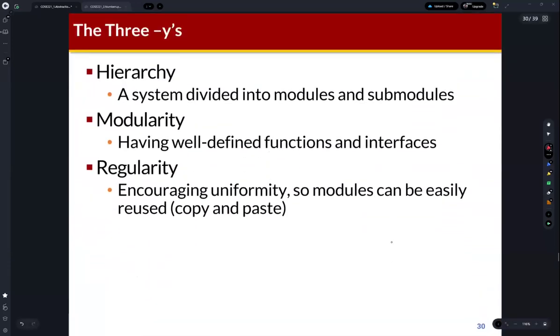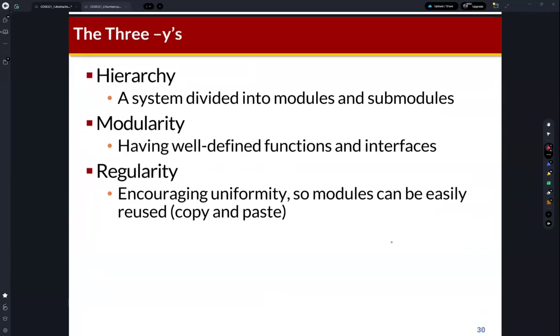So you can see the definition of these three Y's. Okay? Hierarchy means that a system is divided into modules and sub-modules. What does that mean? What is hierarchy? In Korean, it means 계층 구조, right? But actually, hierarchy means some level of social status, or social level, right?